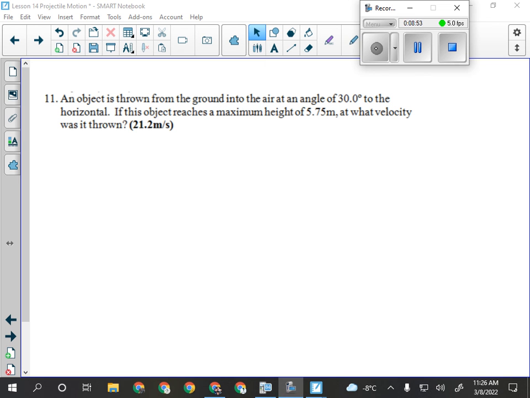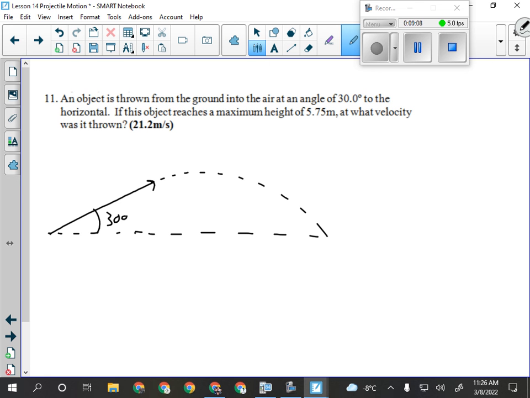Okay, so on number 11, we got an object thrown from the ground into the air at an angle of 30 degrees above the horizontal. The object reaches a maximum height of 5.75 meters. At what velocity was it thrown? So I'm looking for the hypotenuse of this triangle. I know that the maximum height is 5.75 meters. How fast is it going right here? 0. That's the trick to this question: I have to remember at the maximum height, the vertical velocity is 0.